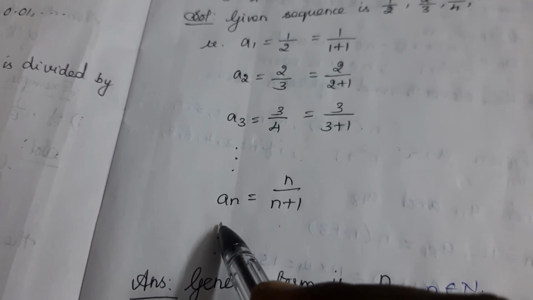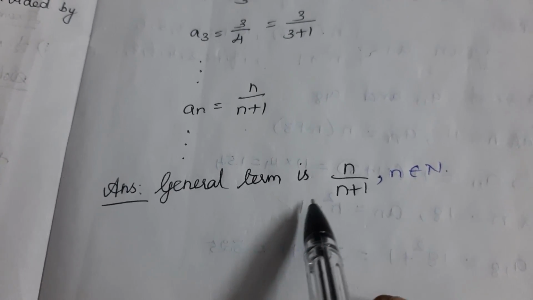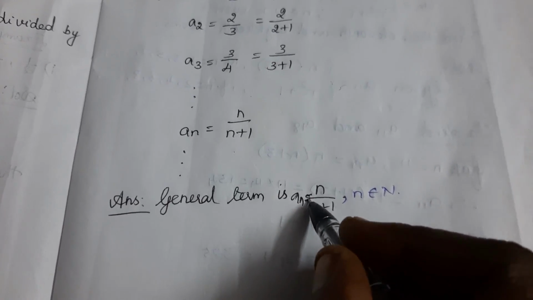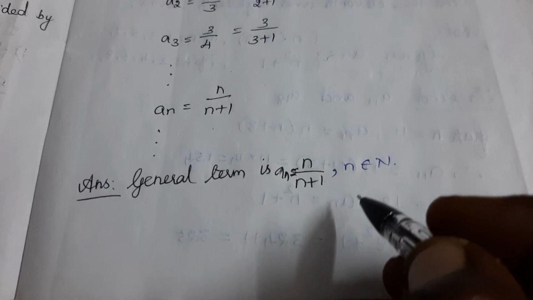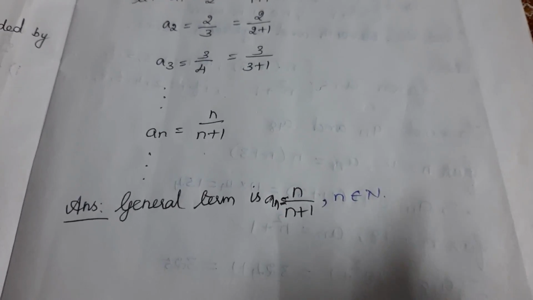Understood? Here also you put the etc. again. So we can write the final answer. The general term is an equal to n divided by n plus 1, where n belongs to N. This is compulsory: n belongs to N. Understood?